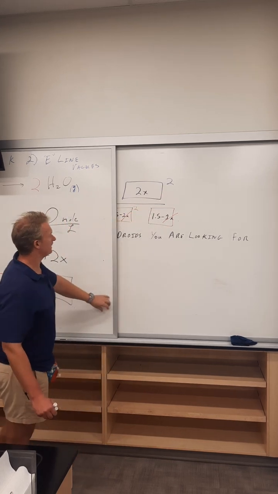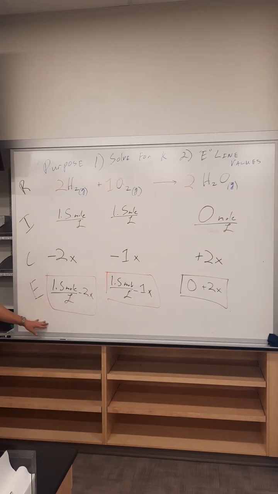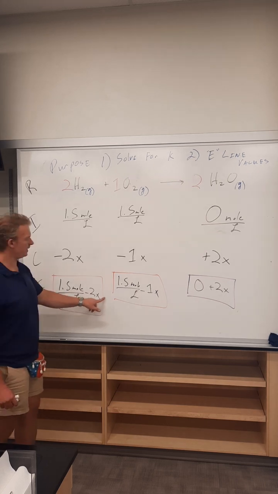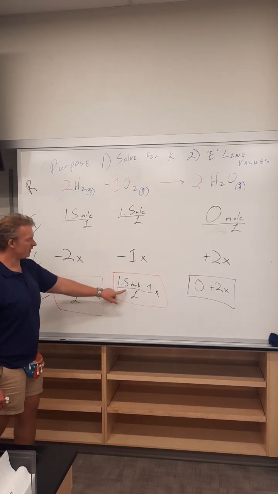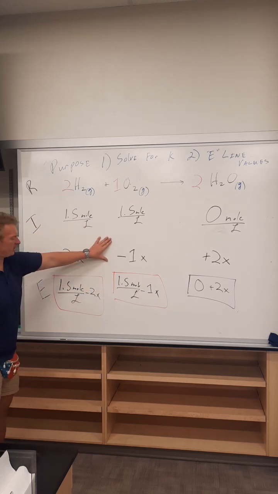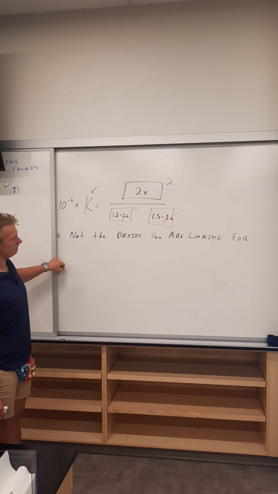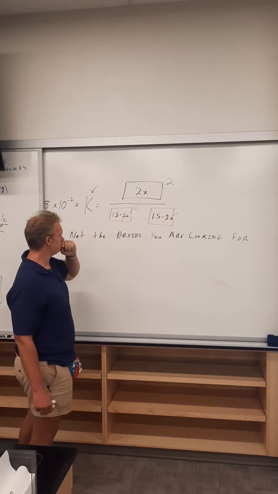because the product has a square in here. I put that back in there. And then my red terms, 1.5 moles per liter minus 2x, and 1.5 moles per liter minus 1x. This term is going to be squared. We have this set up right here.